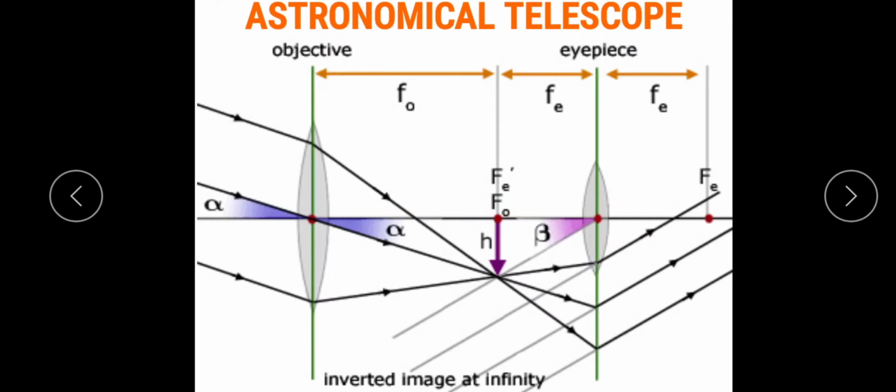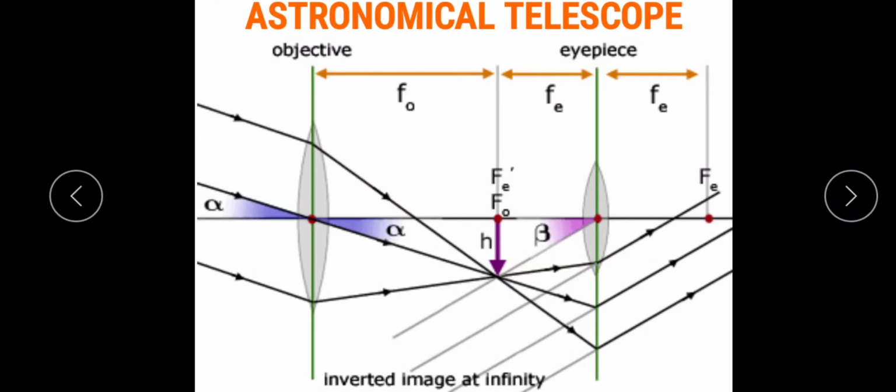Therefore, a highly magnified final image is formed at infinite distance. The final image is erect with respect to A'B', but it is inverted with respect to the object. So an inverted image is formed at the infinite distance with respect to the object.